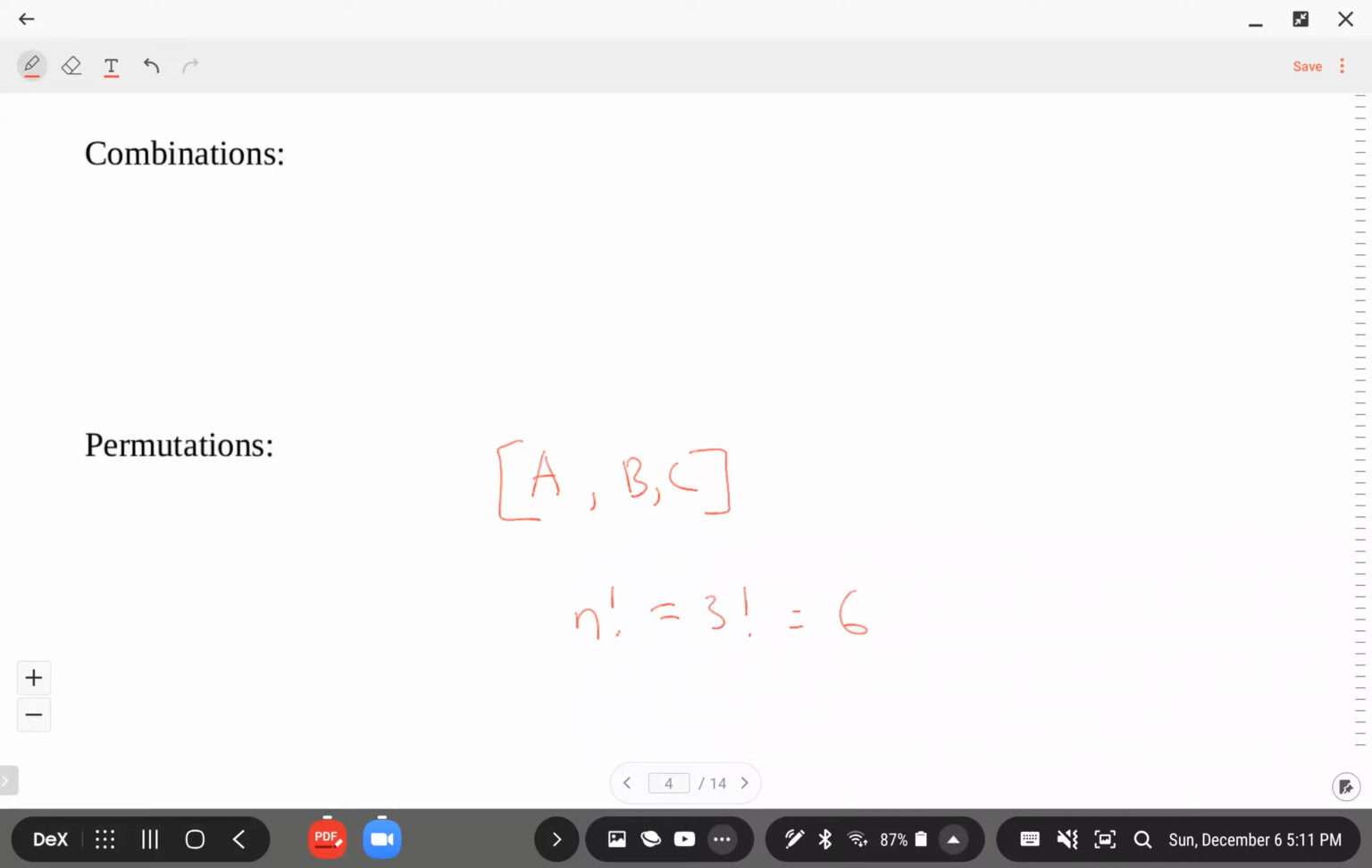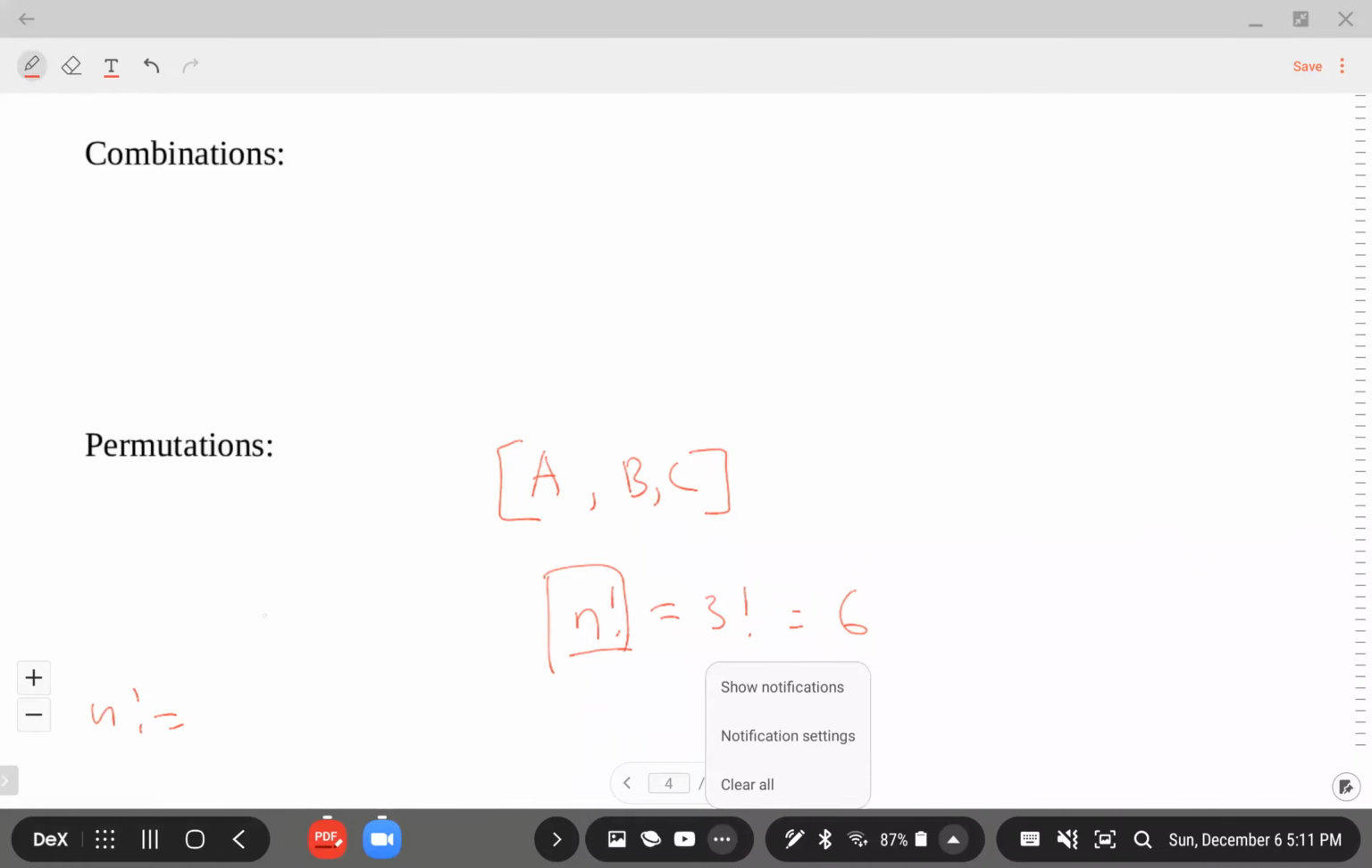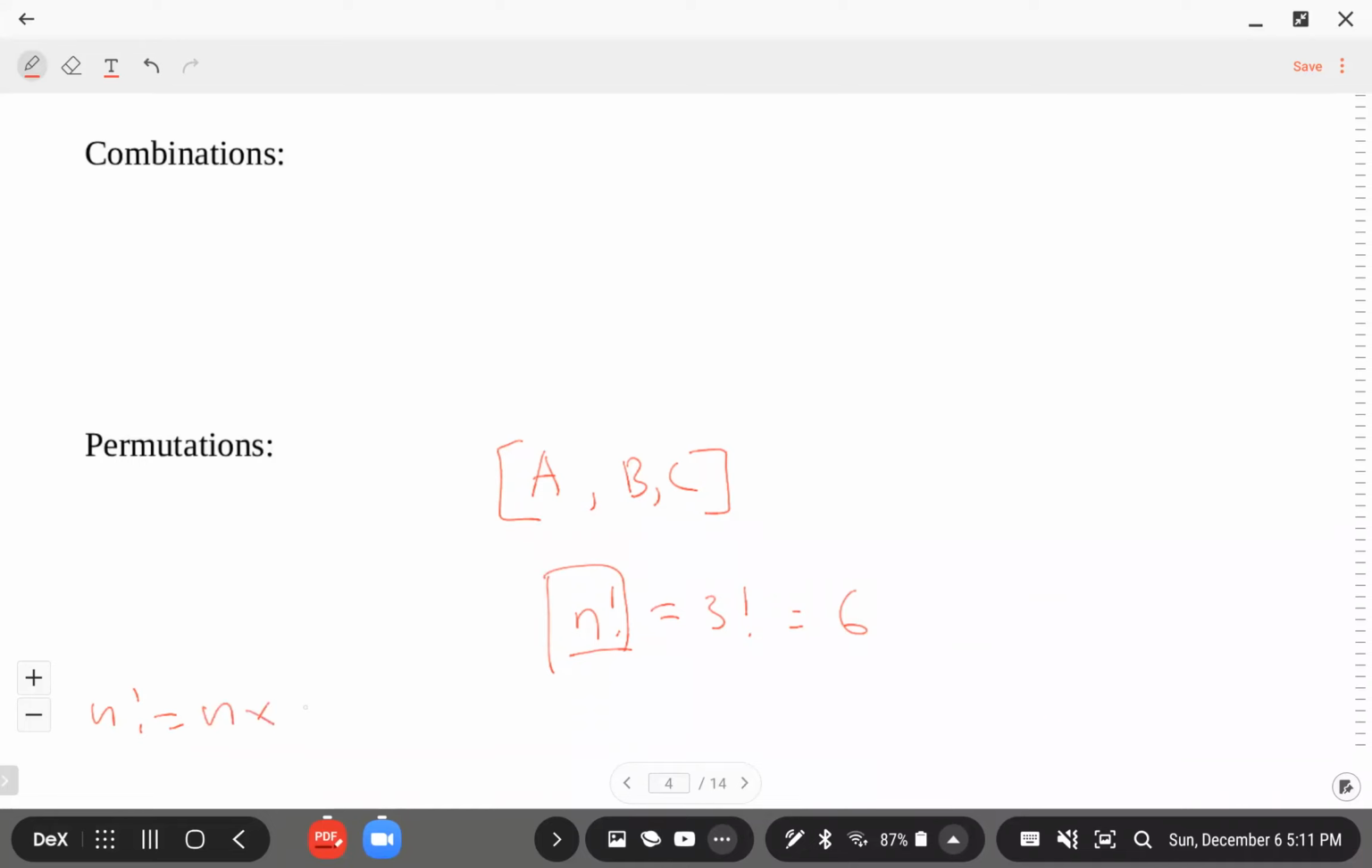Let me elaborate on n factorial, where n equals the number of objects in the set. N factorial is basically n times n minus 1 times n minus 2, all the way to 1. So remember not to go below 1. You'll get 0, and that will not be good because your answer will be 0.